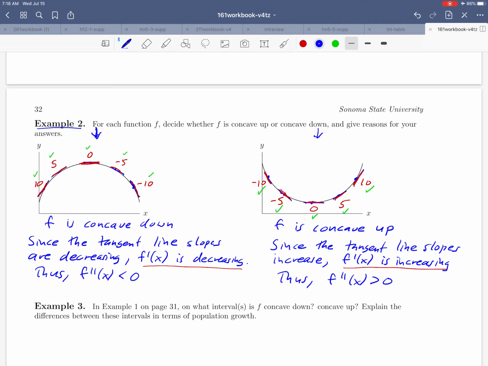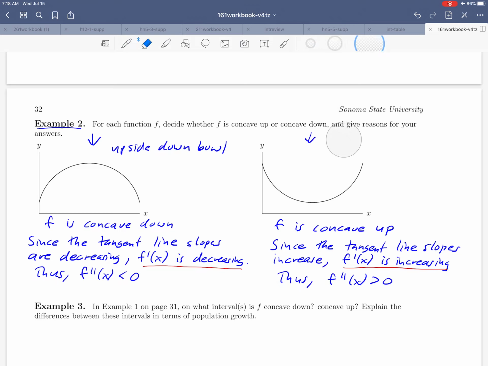So we have determined the concavity of these two functions. The next question is, can we make a graphical observation here? I'm going to clear away all of these lines just so we can see the graph a little bit more clearly. My question to you is, how would you describe the shape of the concave down function on the left? Notice that it has the shape of an upside down bowl, whereas on the right it's the opposite. The concave up function has the shape of a right side up bowl.